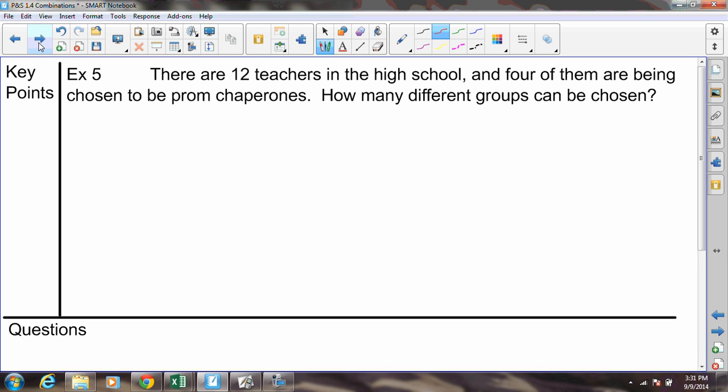And our last example. Suppose we have 12 teachers in our high school. And lucky us, 4 of them are going to be prom chaperones. Woo! How many different groups could you have to chaperone prom from this group of 12? Now, does it matter who's the first prom chaperone picked? No. Nope. Just as long as you get picked, you're still chaperoning prom. So recognizing that the order they get picked is not important, that's what tells us we have a combination problem. 12 teachers are available. 4 of them are going.